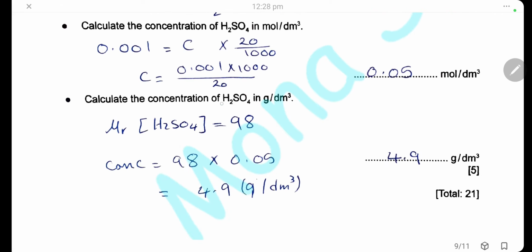Then we want to calculate the concentration of sulfuric acid in g/dm³, so we will first calculate the Mr of sulfuric acid, which is 98. So the concentration in g/dm³ will be the concentration in mol/dm³ times Mr. So we will multiply 98 by 0.05. The concentration will be 4.9 g/dm³.